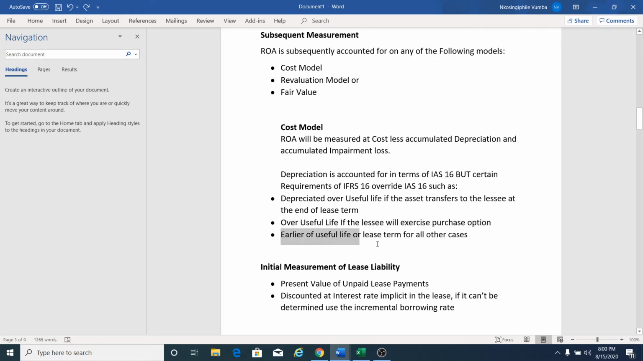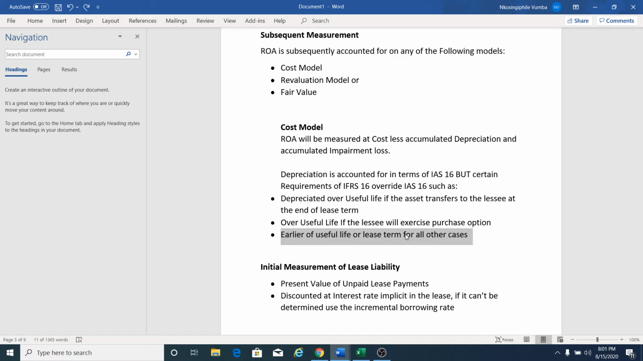But here is the very important one now. For all other cases, the ROA should be depreciated over the shorter of the useful life or the lease term. Now let's say this happened.